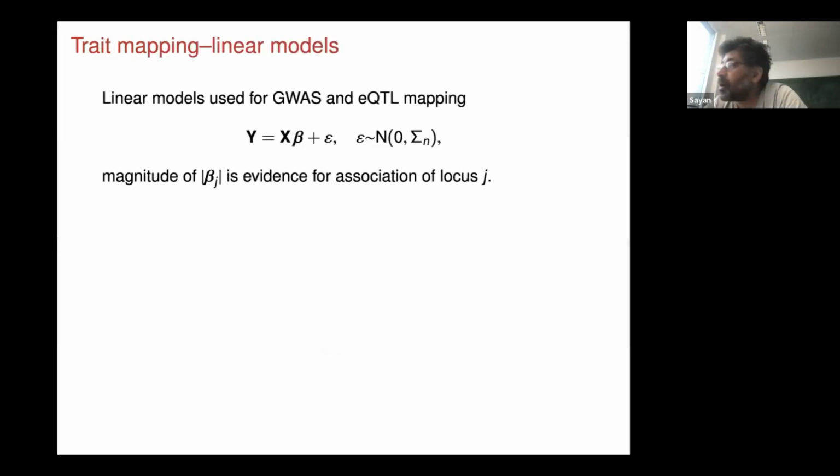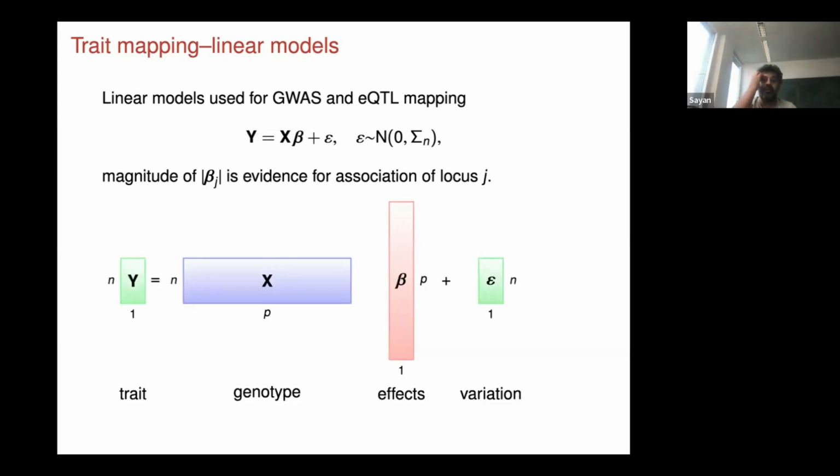Okay. Now, the classic model that people have used for genome-wide association studies and eQTL mapping is a linear model. And in some sense, the magnitude of these beta j's is evidence for association of locus j. And the sigma sub n will become important because, well, we'll see why it becomes important. And so if you look at this as a picture, this is what we have. We have our trait, we have our genotype, we have betas, which are effects, and then we have our variation.